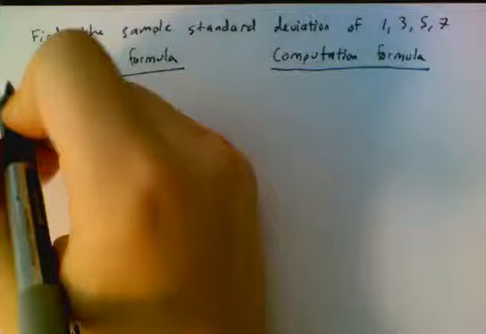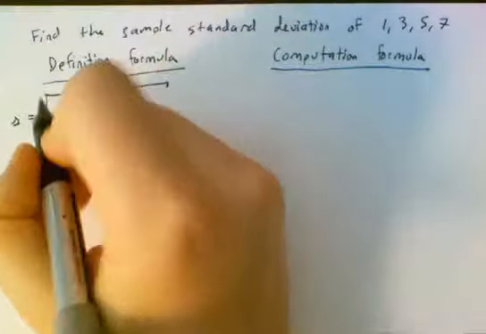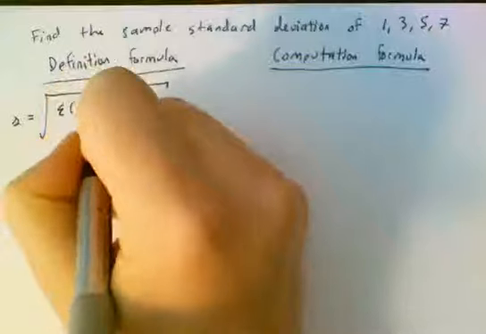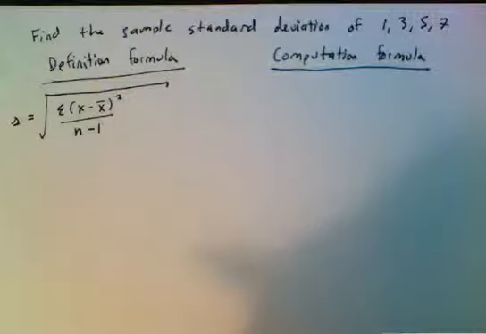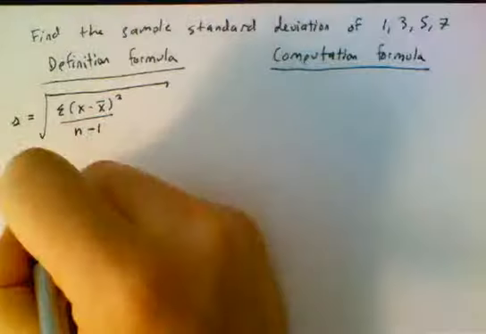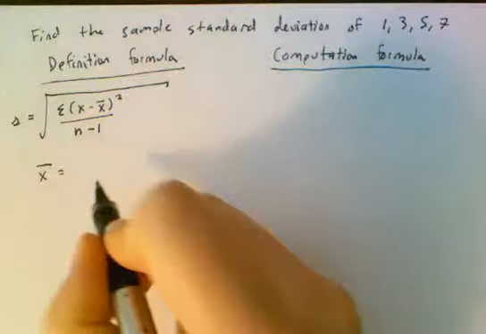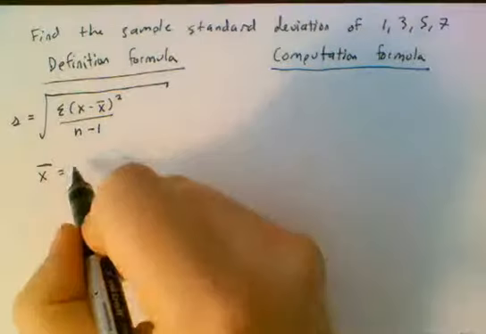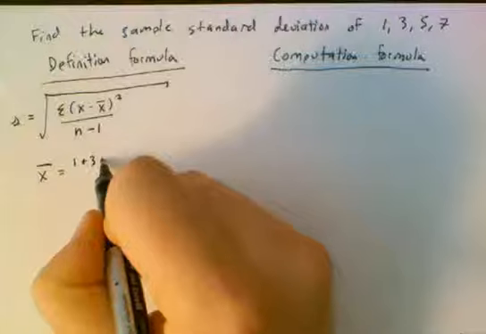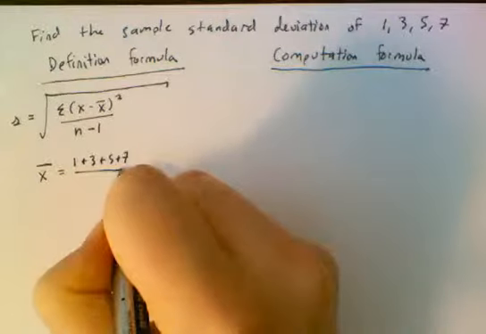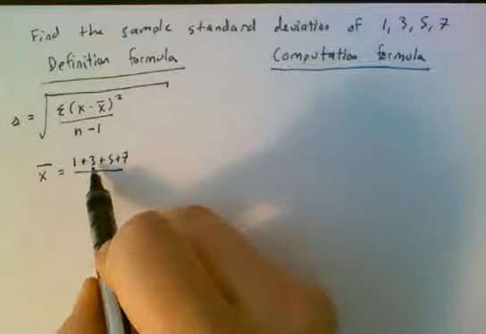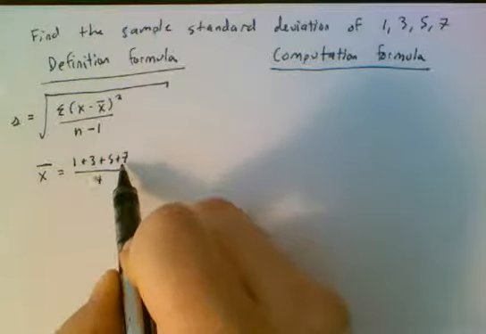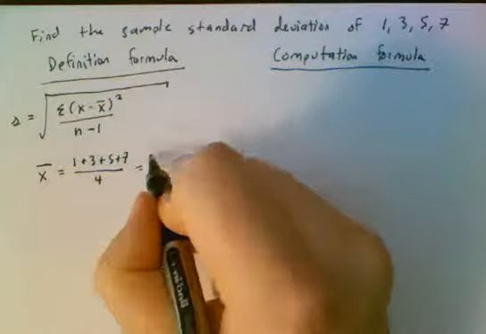So using the definition formula, s equals square root of the sum of x minus x bar squared over n minus 1. First thing we have to do is find the mean. We know that to do that, we just add these up. 1 plus 3 plus 5 plus 7 all over 4. So 1 plus 3 plus 5, that's 9, that's 16.